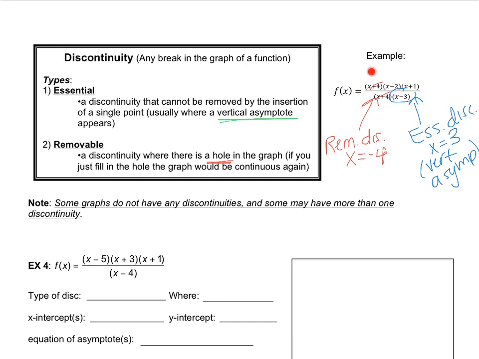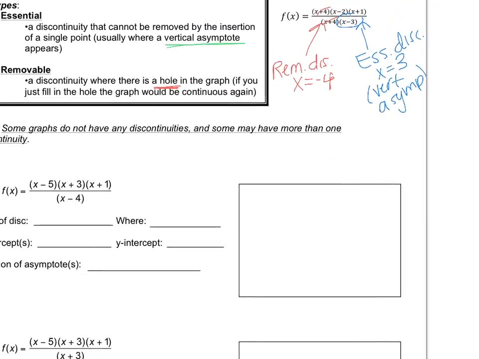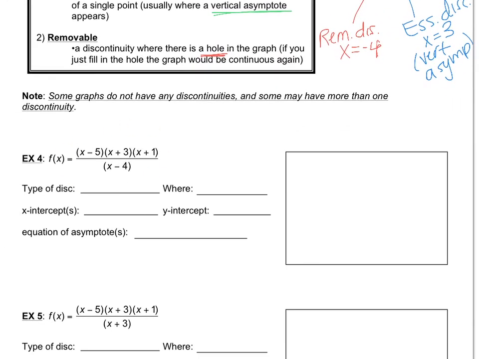Those will cancel out, but there's still a hole there, even though we cancel them out from the equation. Essential discontinuities or vertical asymptotes are those factors that will not cancel out. So there's no way of getting rid of that discontinuity. So in this next example, we're going to figure out as much as we can about the graph before we actually graph it. So there's a lot of information that we can gather just by looking at that.